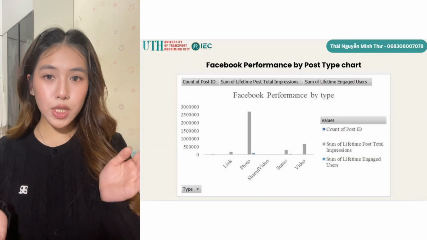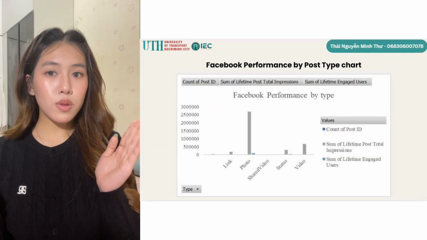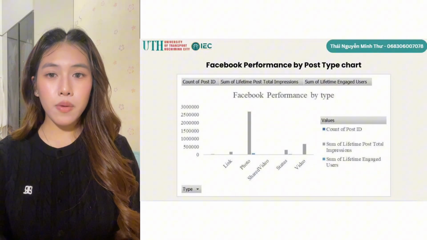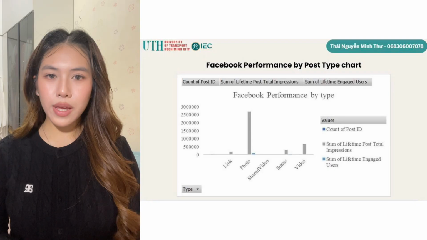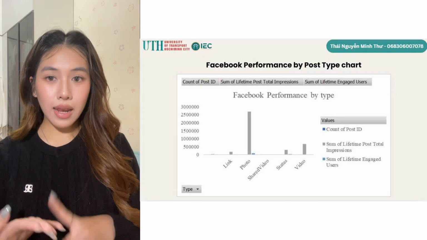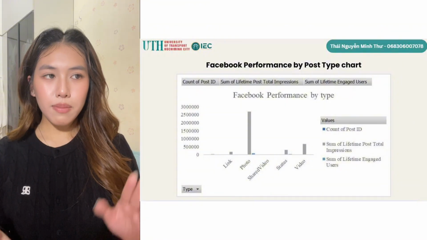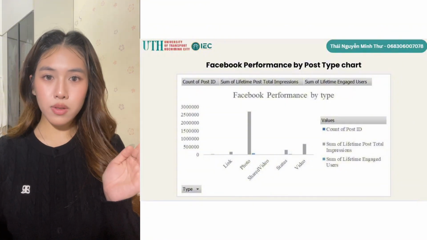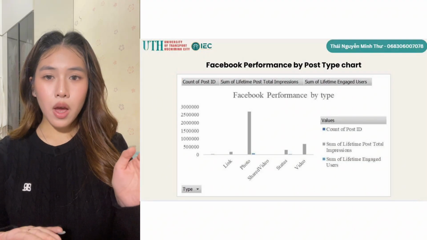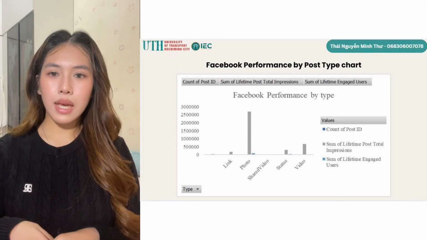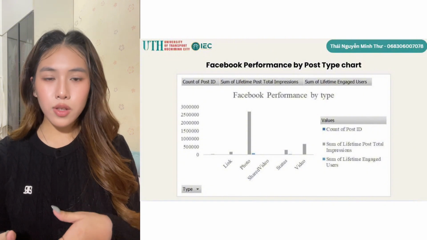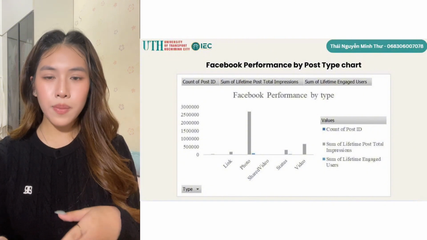Continuing is the Facebook performance by post type chart. This chart compares different types of Facebook content, including photos, videos, status posts, and links. At first, it may seem that photo posts are the best because they generate the highest number of impressions, making them the best content type for reaching a larger audience.